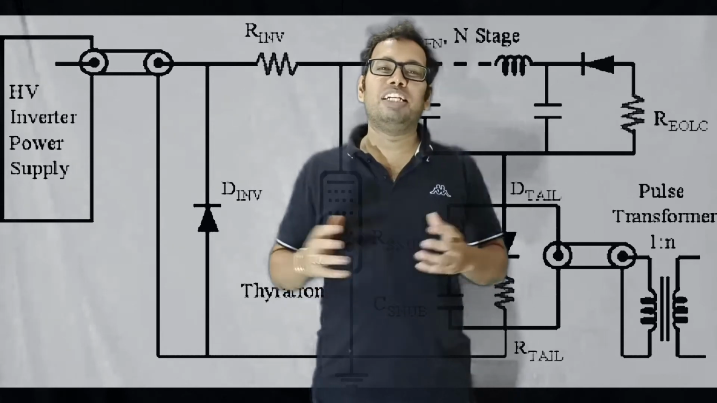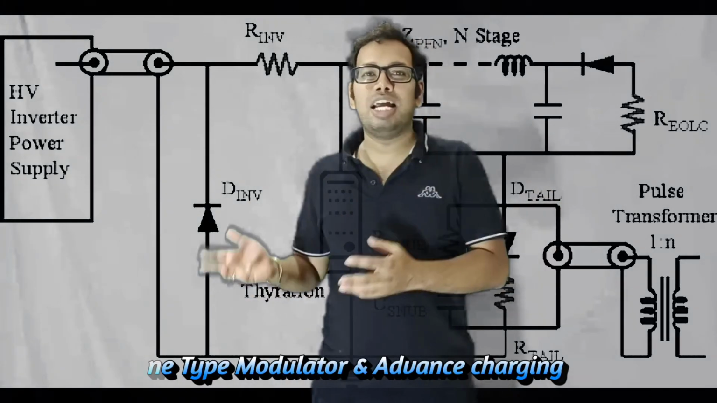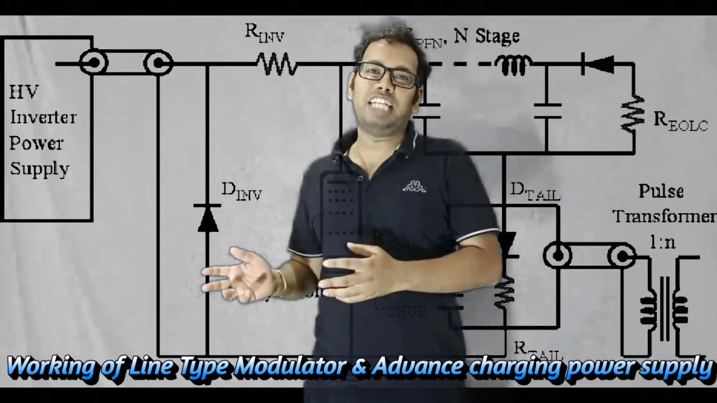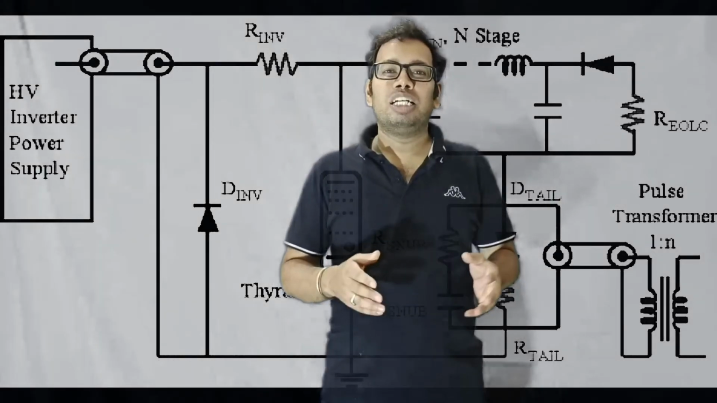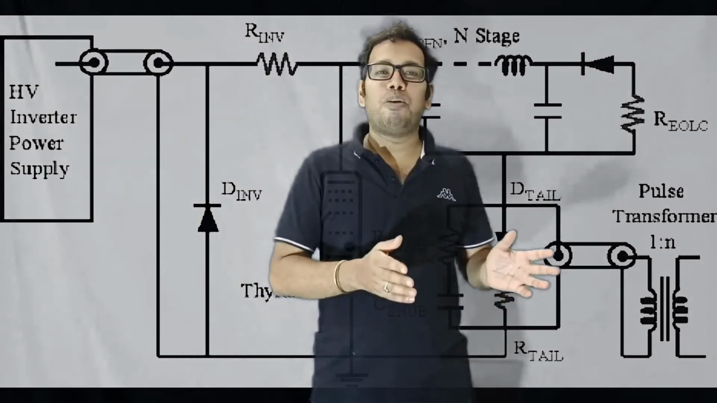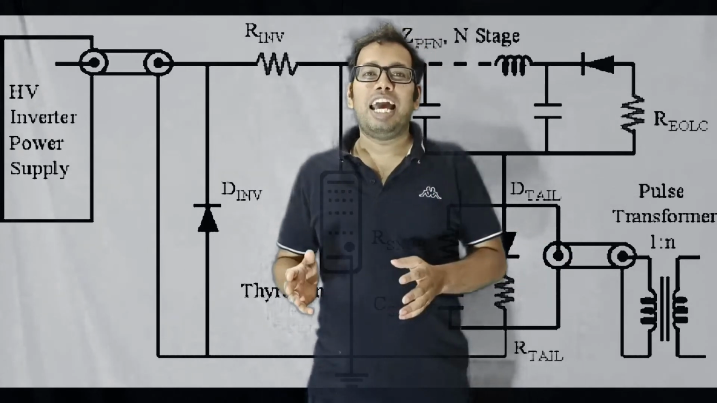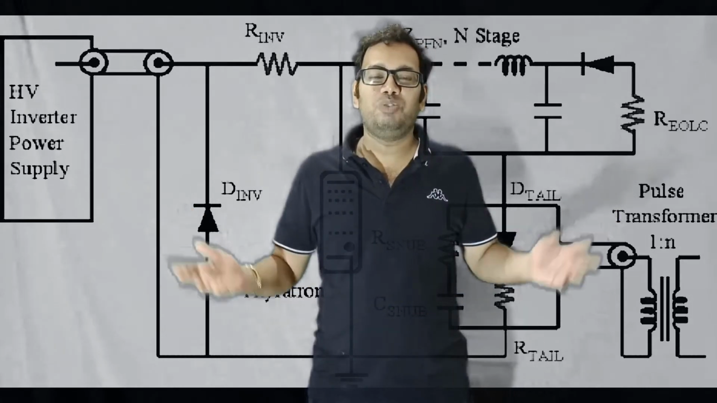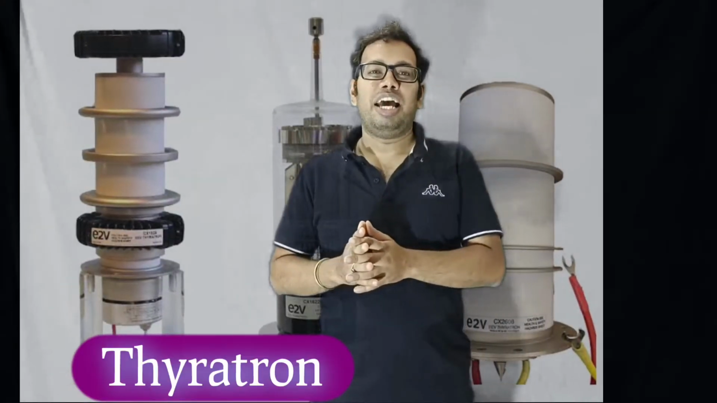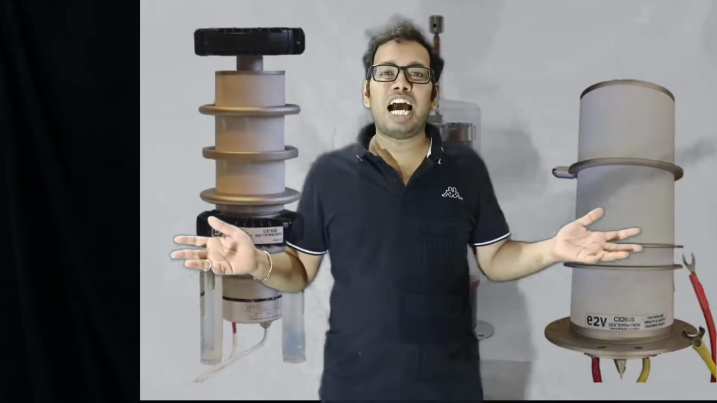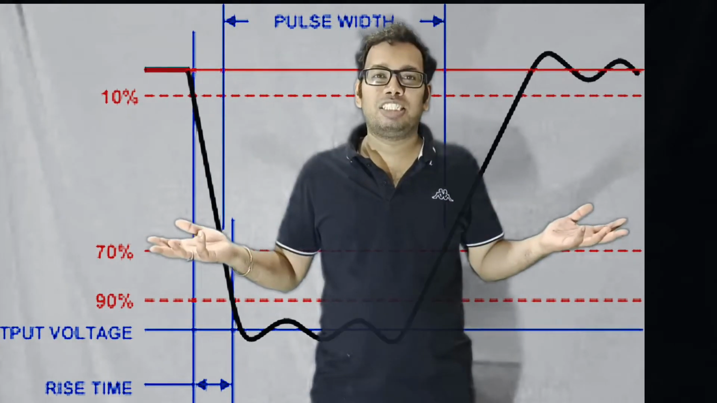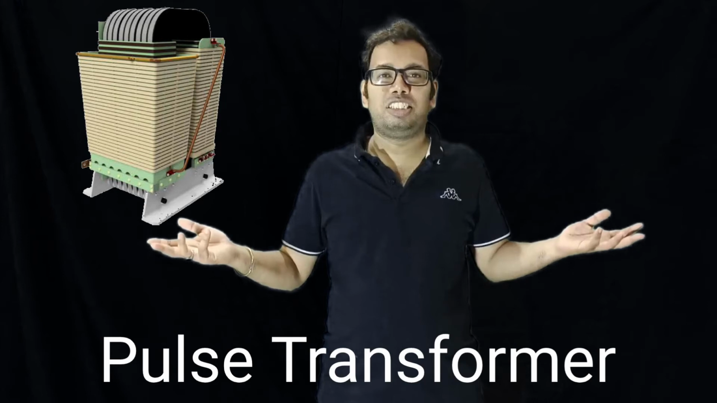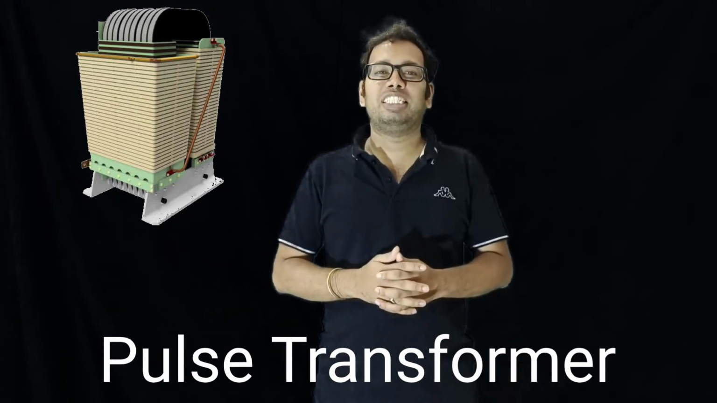Today's video lecture we will discuss the line type modulator and its advanced charging power supply. In this video lecture we'll discuss how the PFN is charging with the help of advanced charging power supply, and how the PFN is discharging with the help of thyratron, and when the thyratron is discharged, how the vacuum tubes, magnetron, klystron get the high voltage pulse with the help of pulse transformer. So we will discuss these things.